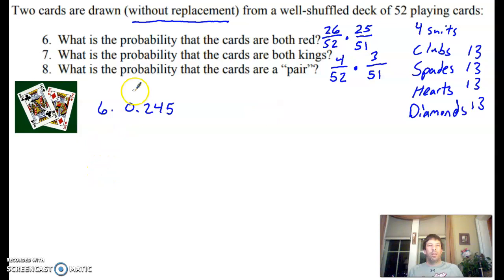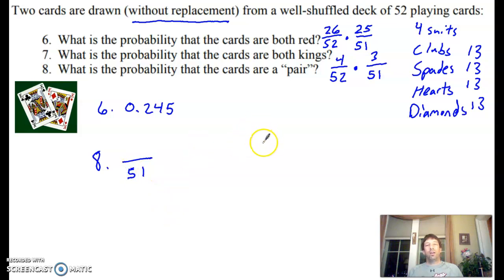Okay, and number 8, what is the probability that the cards are a pair? So, for example, pair of kings would mean 2 kings. Well, in that case, it doesn't matter what the first card is. First card could be anything. We just need the second card to match the first card. So that means the first card has been picked, so there are only 51 cards left.